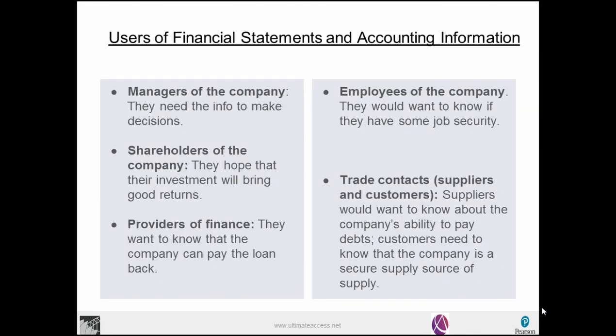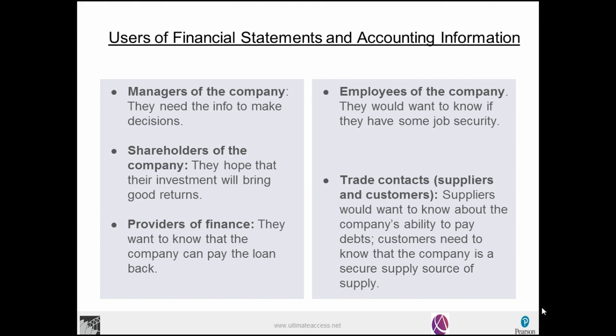Now, the users of financial statements and accounting information is the first thing we're going to be looking at. We're going to be looking at people who need or use these financial statements and why do they need it. Now, managers of the company use the financial statements because they need the information to make decisions. Shareholders of the company use the financial statements because they are hoping that the investment will bring good returns. So they can be able to judge and see, has this company been making profit? Is this company going to give me a good return from my investment? Stuff like that.